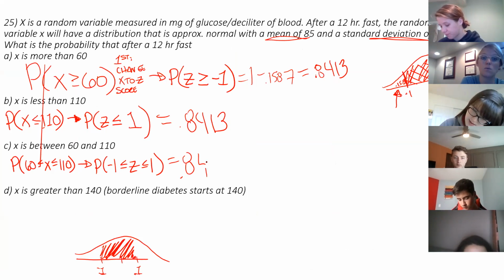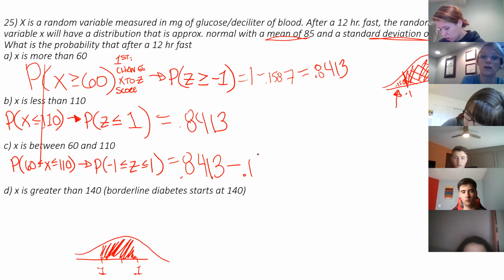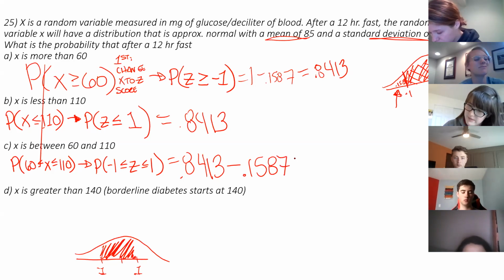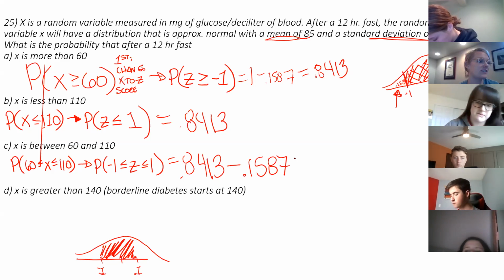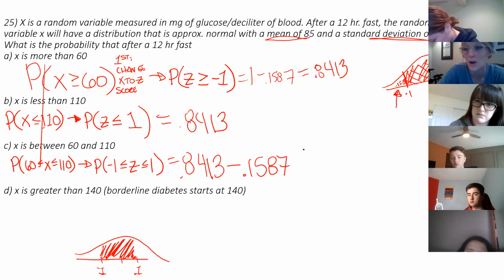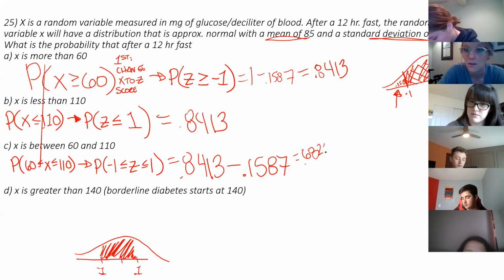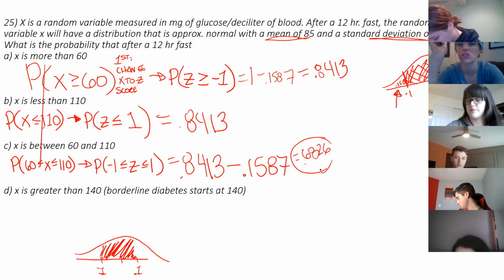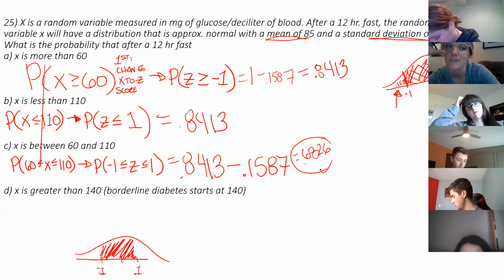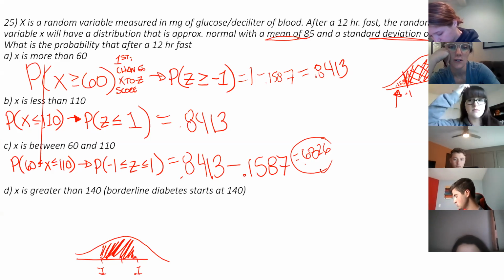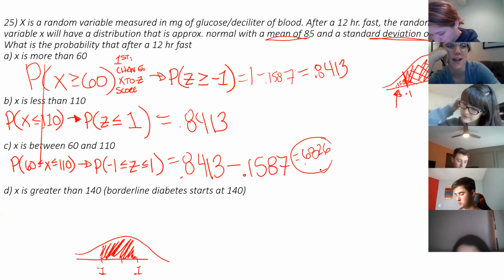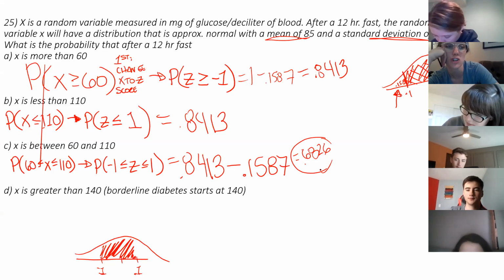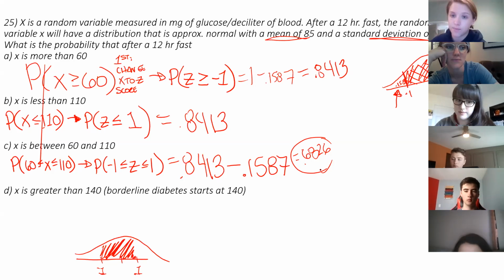Which is 0.6826, so that's essentially 68%. All right, last one: the probability that x is greater than 140. How about you do it on your own and we'll check it? Because I think you guys are doing just fine.